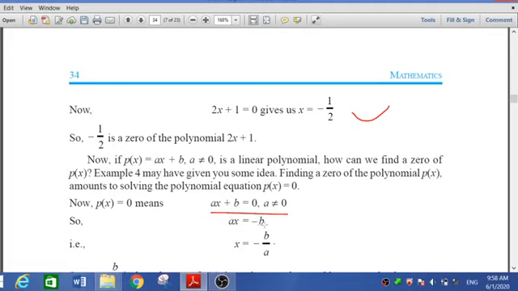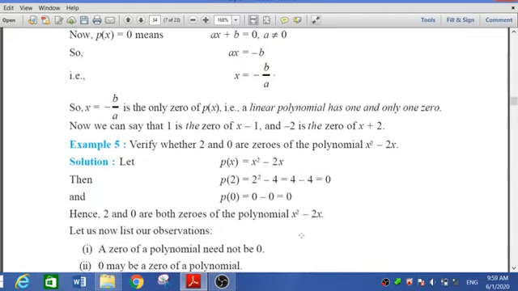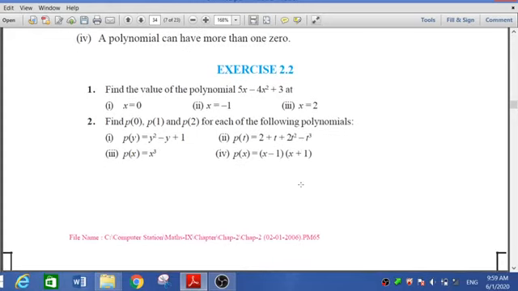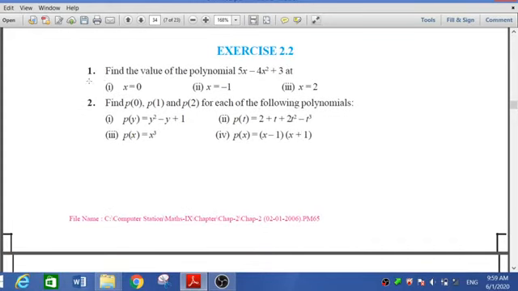Therefore, ax is equal to minus b, x is equal to minus b by a, to find the zeros of a polynomial in a linear equation. So these are all the examples. Now we have to start the exercise directly. I will try to solve all the sums related to it. So the first question we are doing here.